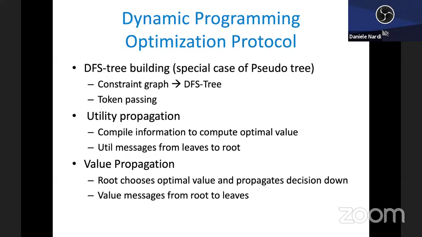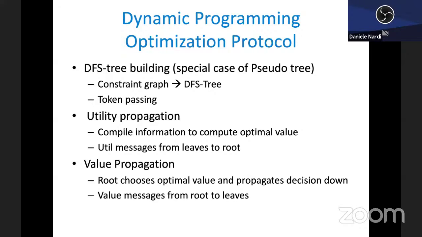And in this propagation, each subtree propagates the information that in the end will be needed by the root in order to make the decision about its own value. And once this step of utility propagation has reached the root, it can make its decision, and the value propagation starts. So the decision taken by the root is propagated down to the children, and the children at that point will be able to make their decision, and so on until eventually the leaves of the tree are reached.